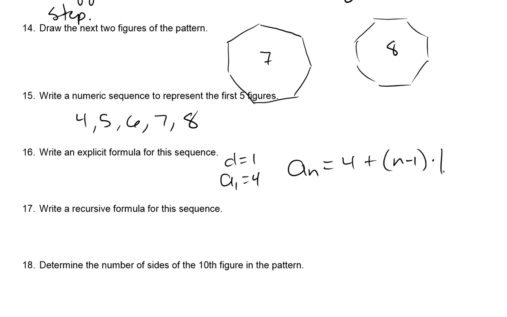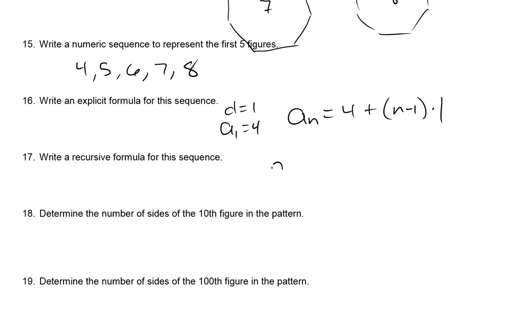Write a recursive formula for this sequence. So that's pretty straightforward, right? I'll say the next value of the term in this sequence, the next number of sides, is equal to the current one plus 1 more, right? Just adding that common difference.